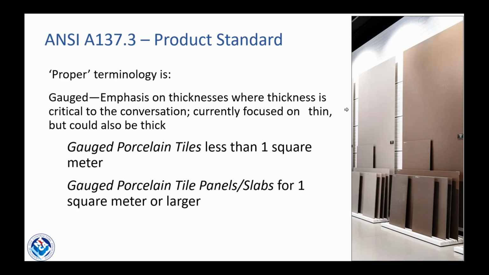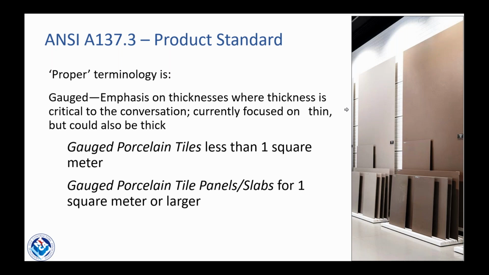So let's talk about the product standard briefly. So the term became gauged, you know, the emphasis being on thickness, not whether it's thin or thick. And that really lent itself well because, again, now we've got 2 centimeter or 3/4 inch tiles coming out in gauge porcelain as well. Gauge porcelain tile is less than a square meter. So if you've got one that is 36 by 18, that would be considered a gauge porcelain tile.